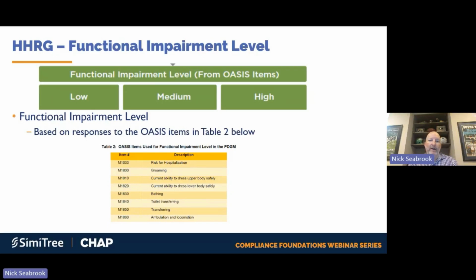How well do they transfer from a chair to another room? How well are they able to bathe independently? How well are they able to ambulate, dress their upper and lower body? Those are the main questions that are going to be factored in here when we're talking about their functional impairment level. So you're classified into one of 3 categories: you're low, medium, or high.